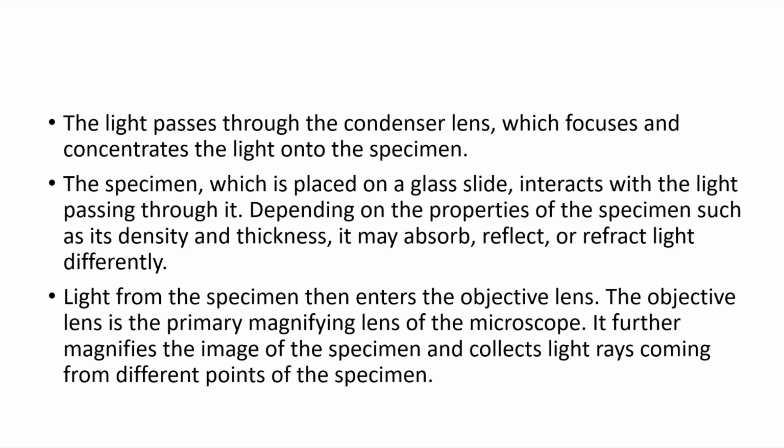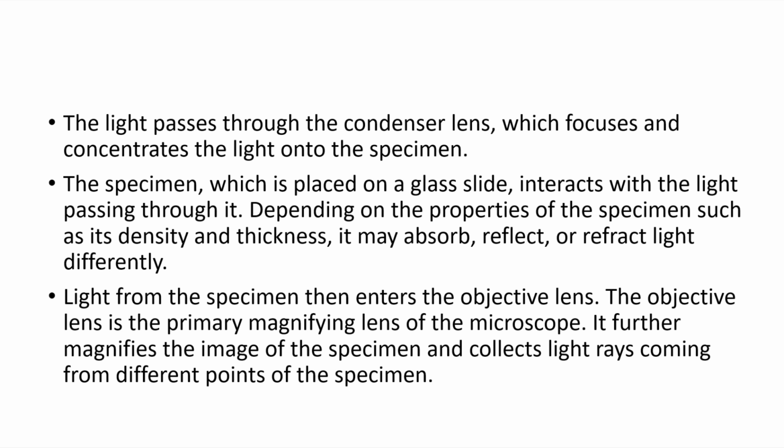So how it works is the light passes through the condenser lens, which focuses and concentrates the light onto the specimen. Imagine you've got a little specimen, and the light coming through the condenser lens is condensed onto the specimen. So it lights up the specimen. What you see is the image created through light.